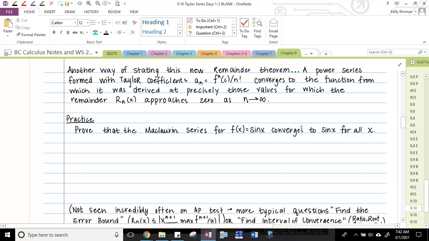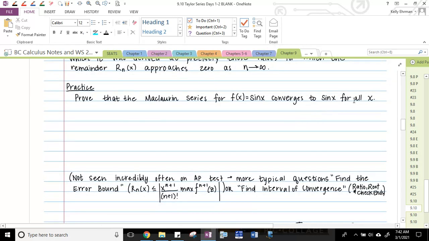All right, so what do I use that theorem for? Like a little proof like this, and this proof was probably not going to be on the AP test. You'll probably just be saying, find the error bound or find the interval of convergence, but just to look at what this theorem is saying. Let's start with, it says prove that the Maclaurin series for f of x equals sine x converges to sine x for all x. So let's start by reminding ourselves what that Maclaurin series is.